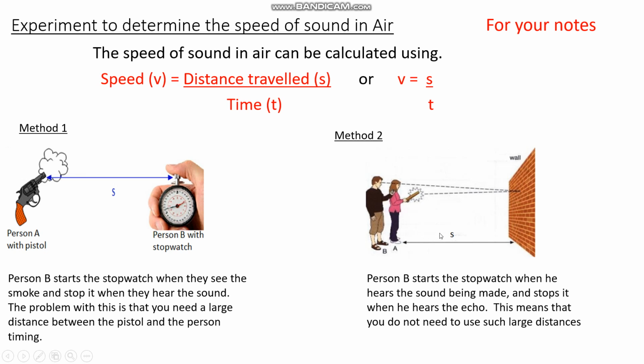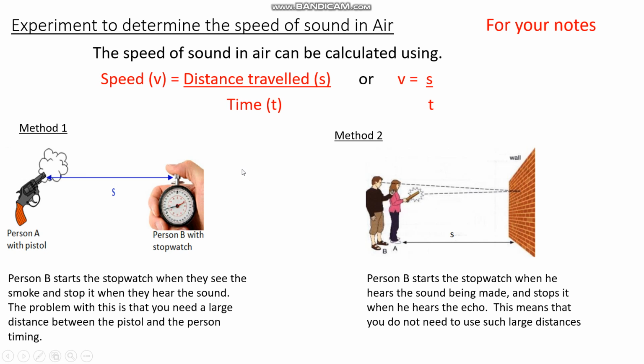And again, we can use the simple formula speed equals distance divided by time to come up with a value for the speed of sound. The distance s in this case is in fact double the distance between the person and the wall, because the sound has got to travel to the wall and back. So whatever that distance there is needs to be doubled when we use it in our formula.